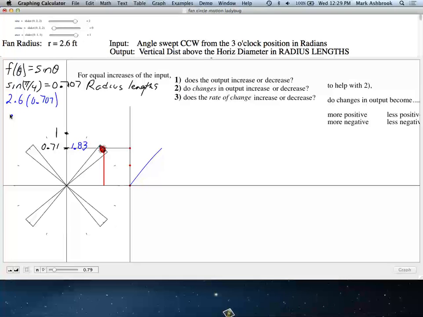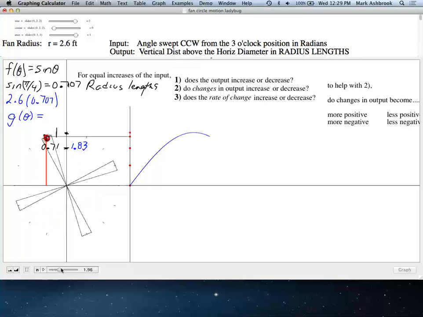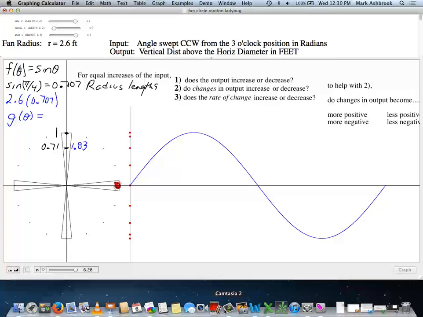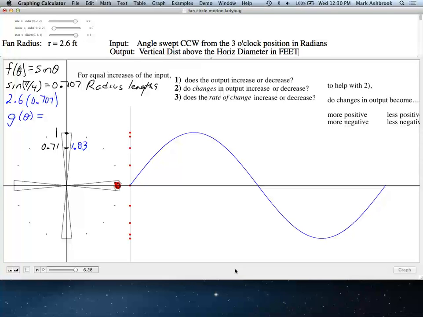which leads us to our second function that we want. The second function we'll call g, and we want g to be the original function that we did, the input of angle swept counterclockwise and the output of vertical distance above the horizontal diameter, now back in feet. So now we want to write that equation. Do it. So what would this new function g of theta be? It has the same input of angle, but now it outputs the number of feet above the horizontal diameter that we are. So how would you get that?